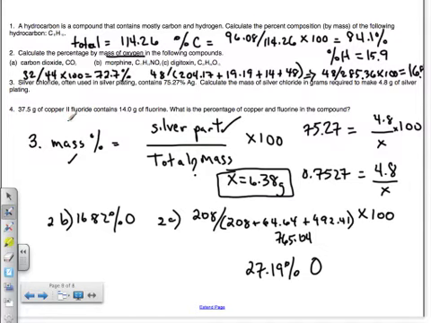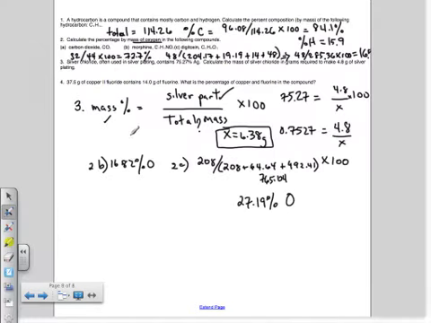All right. Do some erasing for number 4, or extend my page a little bit. There we go. 37.5 grams of copper 2 fluoride contains 14 grams of fluorine. What is the percentage of copper and fluorine in the compound? All right, well, here's your total. Here's the fluorine part. So let's do the percent of fluorine first. Percent of fluorine equals fluorine part, 14 grams, divided by 37.5 times 100.